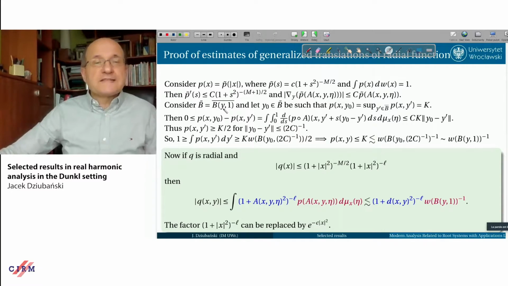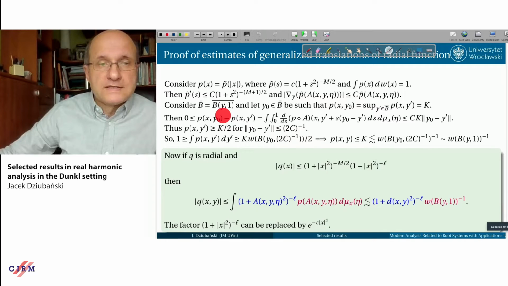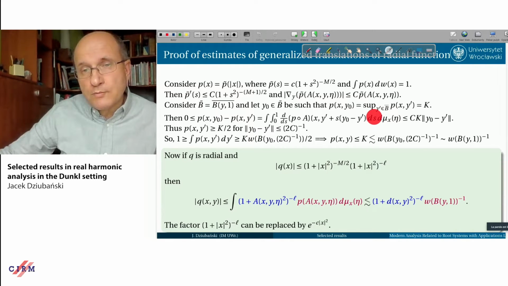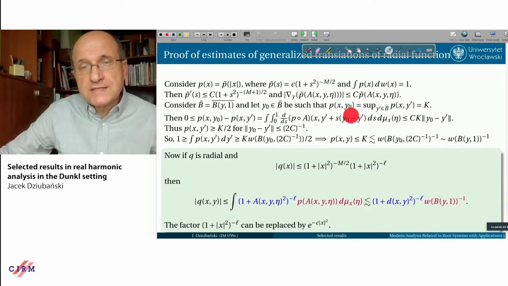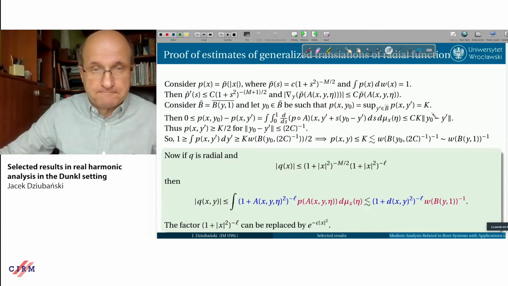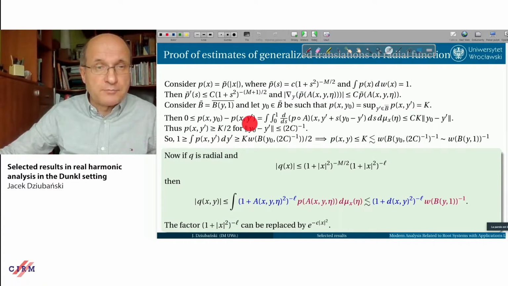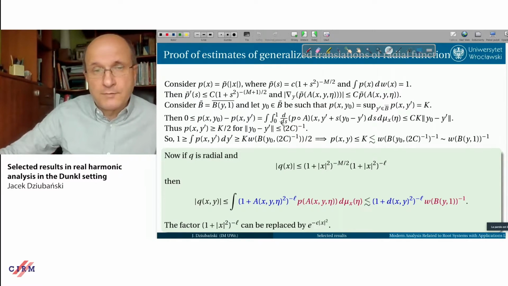And now fix x and y, and consider the ball B centered at y and radius 1. And consider the supremum over y prime running over the ball B of this function. This is continuous, so the supremum is achieved at some point y0 from the ball, and let this supremum be denoted by K. Now we know that this is the supremum, so we look at p of x y0 minus p of x y prime, which is positive. By the fundamental theorem of calculus, it can be expressed as an integral of the derivative.